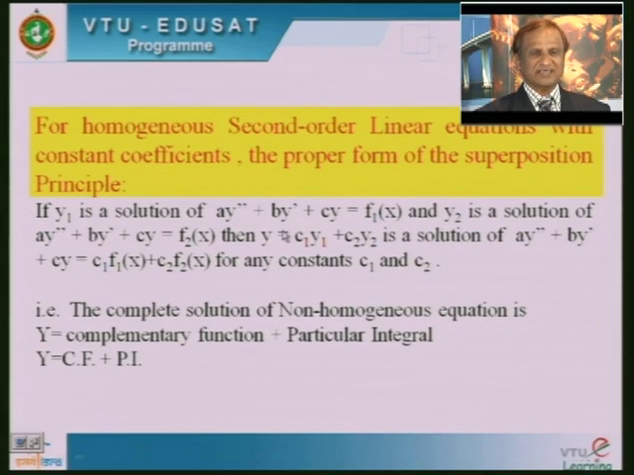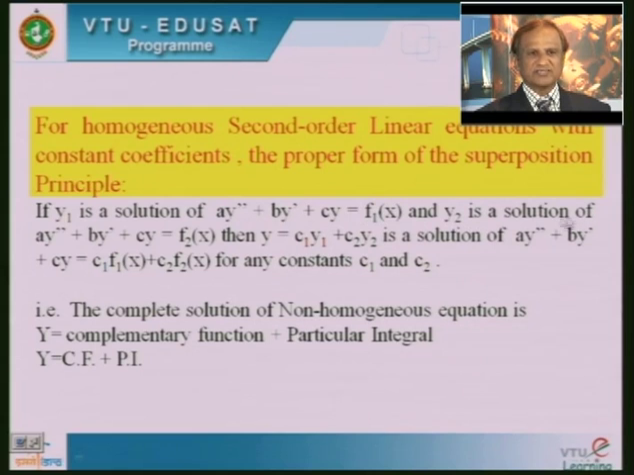Now, before solving the example, I wanted to give some information about the superposition principle, because we are going to use it while writing the general solution. So, if y1 is a solution of a y double prime plus b y single prime plus c y is equal to f1 of x. When we observe this equation, we immediately know that it is a non-homogeneous differential equation, because it contains derivatives and the right hand side member f1 of x is not equal to 0.